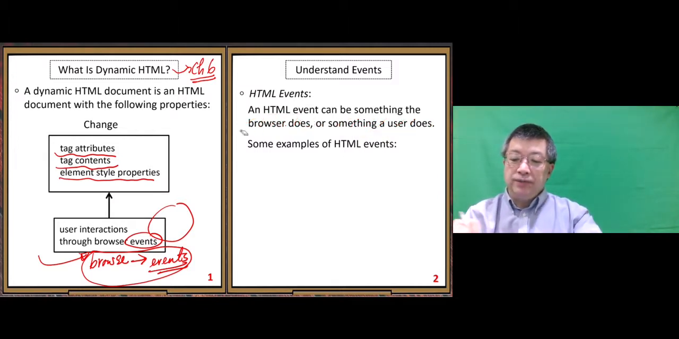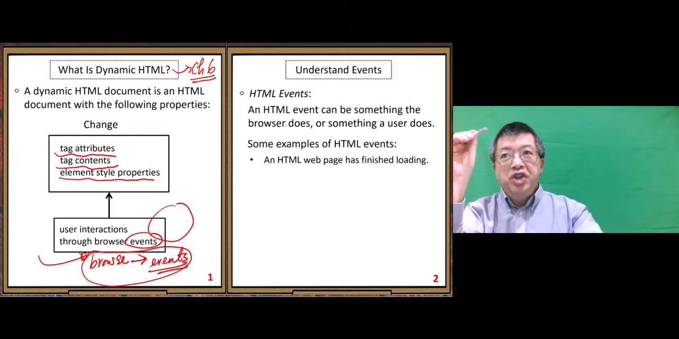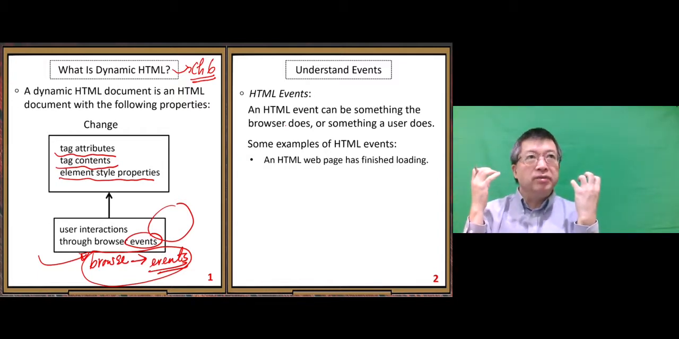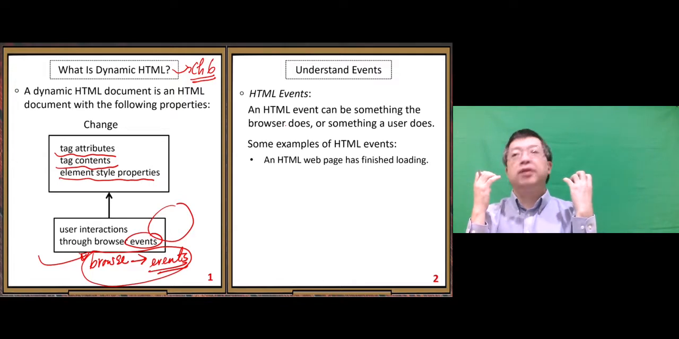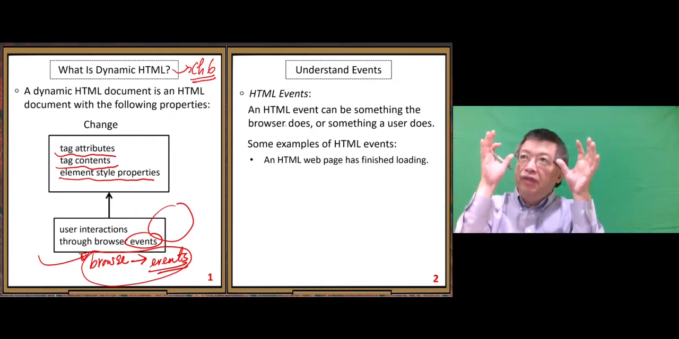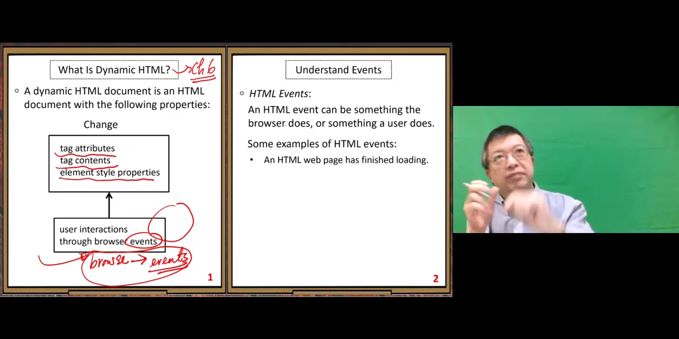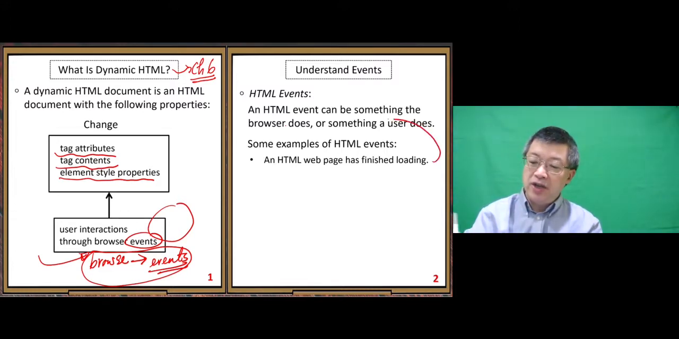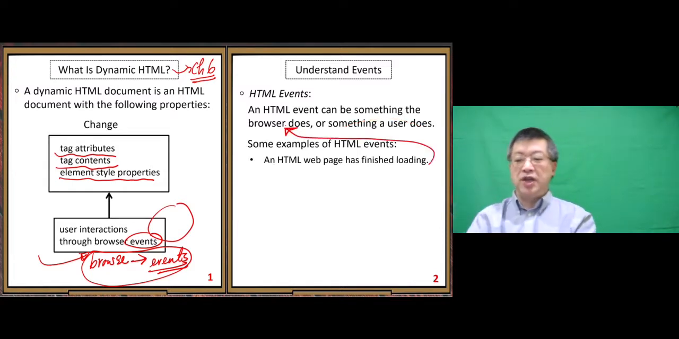First example, an HTML web page has finished loading. The browser needs to load your HTML document. It takes some time to complete the loading action. After that, one event is created. This one is not created by a user, it is created by the browser. So the first case corresponds to this case.